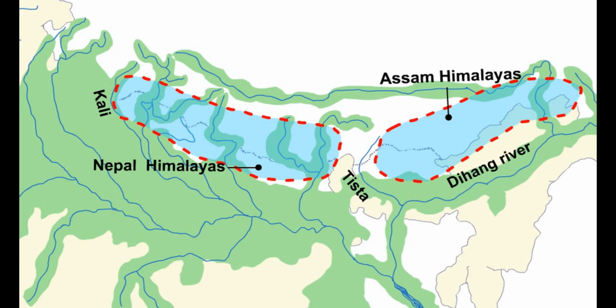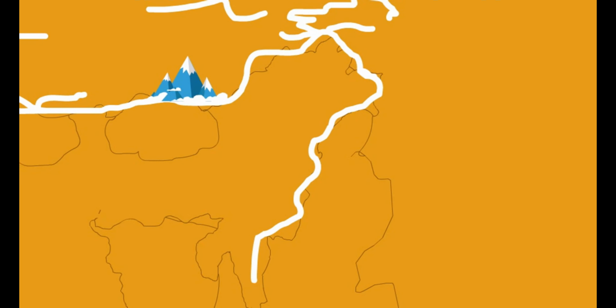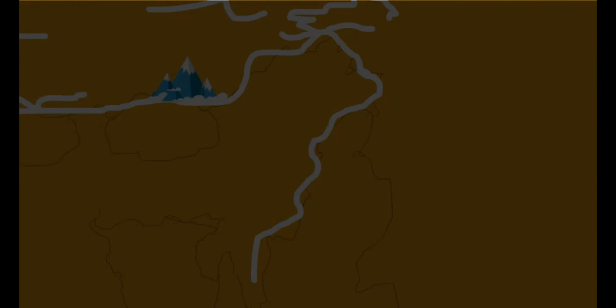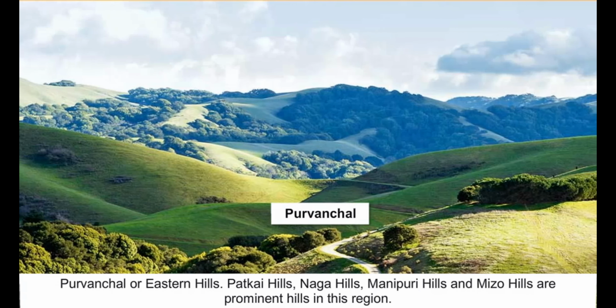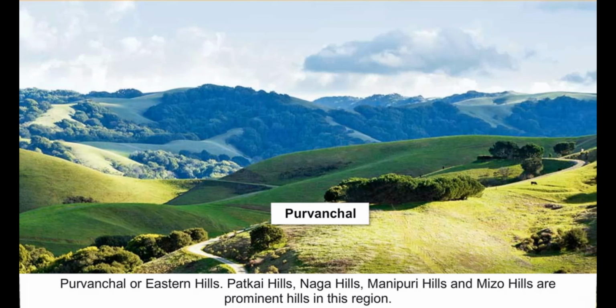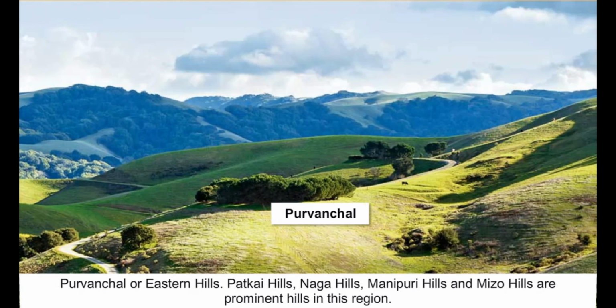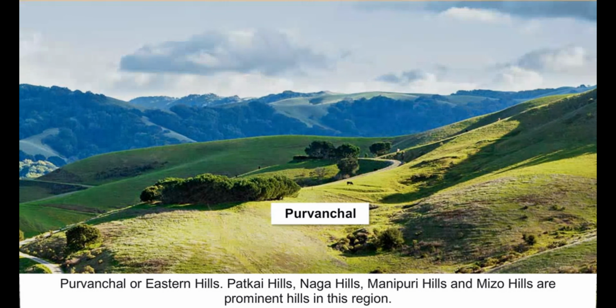After Dihang Gorge, the Himalayas sharply turn southwards and run along the easternmost boundary. This region is called the Purvanchal or Eastern Hills. These hills are made up of sedimentary rocks.